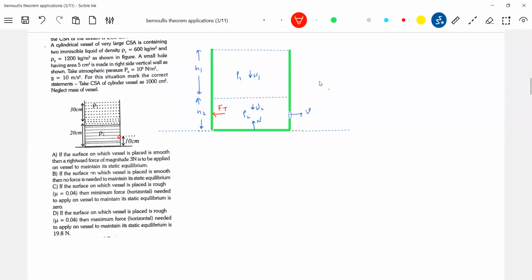Now how the friction? If at all, if surface on which vessel is placed is smooth, then a rightward force of magnitude 3 Newton is to be applied on vessel to maintain its static equilibrium. Let's see that. The first option A is what I'm checking. What external force I should apply.